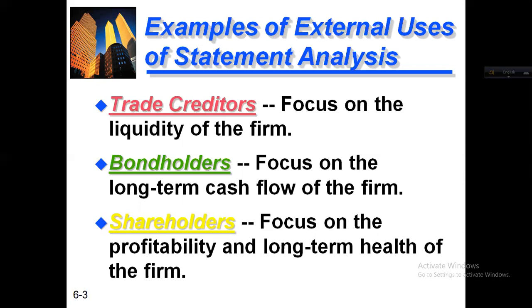Number two, bondholders. Bondholders are the second external users who focus on the long-term cash flows of the firm, because they want to know the ability or the creditworthiness of the firm to pay the long-term loan or not. Number three is shareholders. Shareholders are also external users who focus on the profitability and long-term health of the firm, because they want to know the firm's ability to earn return or to earn net income.